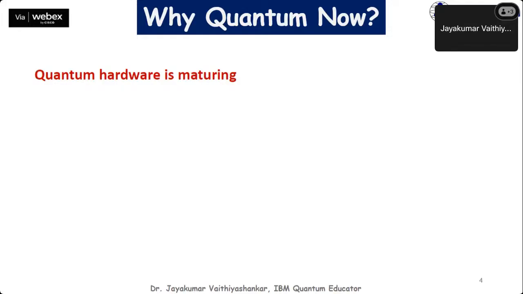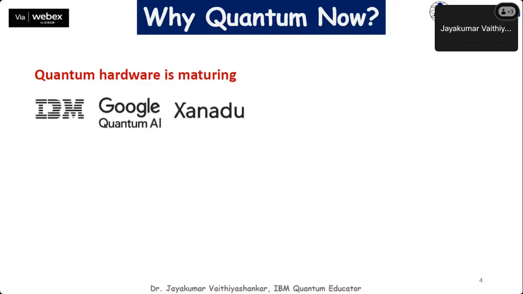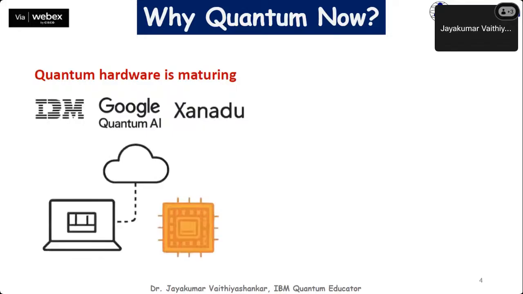Now let us look at it from the hardware point of view. Quantum hardware is maturing. Each and every year, quantum hardware is maturing. Take the example of IBM, Google Quantum AI, Xanadu, IonQ. All these hardware manufacturers are focusing on how to integrate their QPU along with their cloud service. If you are interested in quantum vision, computer vision, you can focus on quantum also. This will give an added advantage from a futuristic point of view. All these platforms give access to real quantum processors via cloud.